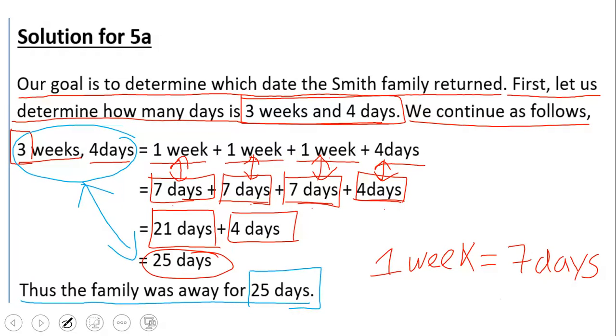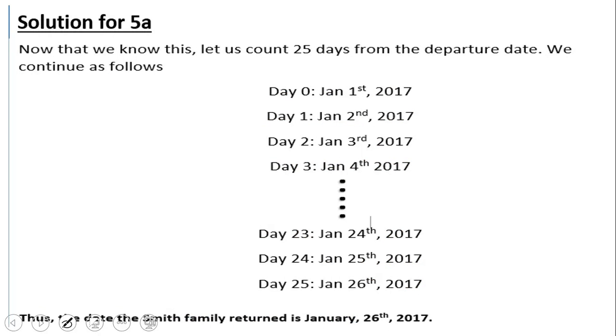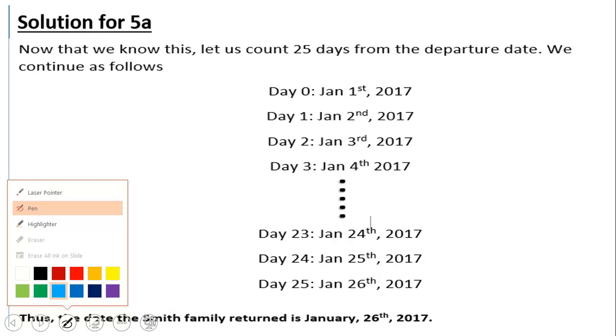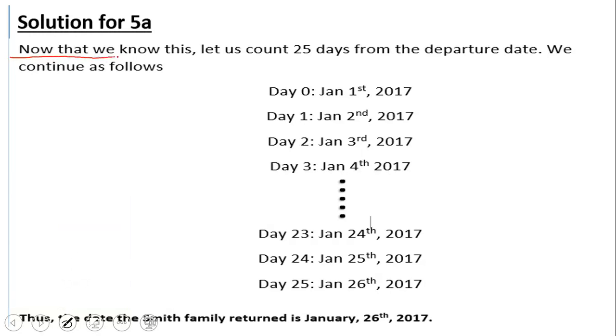But we're not done yet. We do know up to this point that the family was away for 25 days. Okay, let's continue. Now that we know the family was away for 25 days, let us count 25 days from the departure date. We continue as follows.